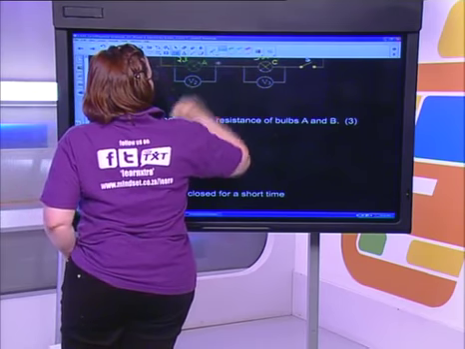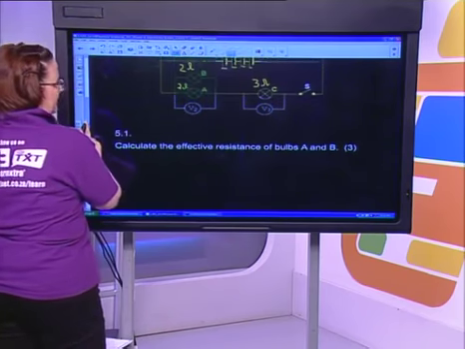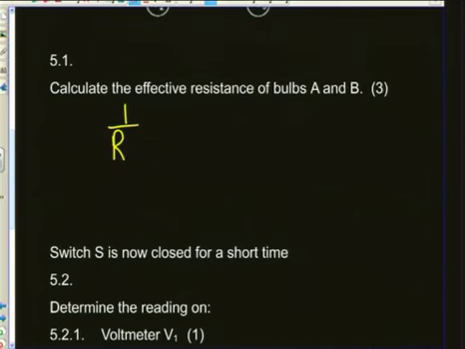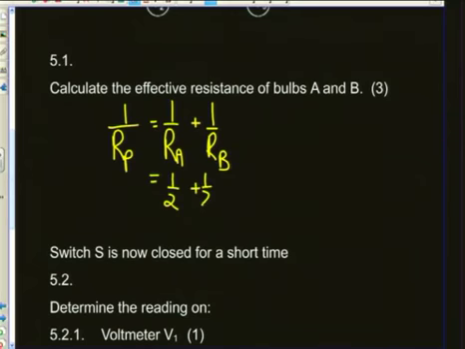Okay, so we're looking at A and B. A and B are in parallel. So we're going to use 1 over R parallel equals 1 over resistor A plus 1 over resistor B. There we go. So this is 1 over 2 plus 1 over 2. Hopefully we can all do this.